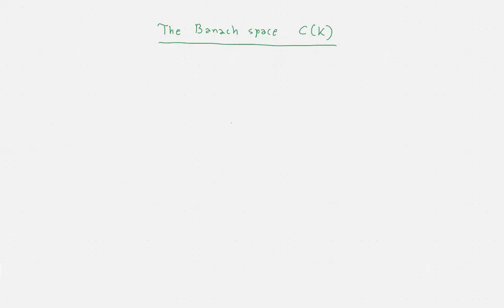Okay, so here we would like to describe another type of Banach spaces. So we start with K being a compact metric space. So we know what a metric space is. Compact really means, in the simplest possible way, that every sequence has a convergent subsequence.